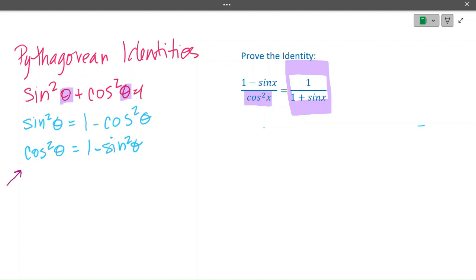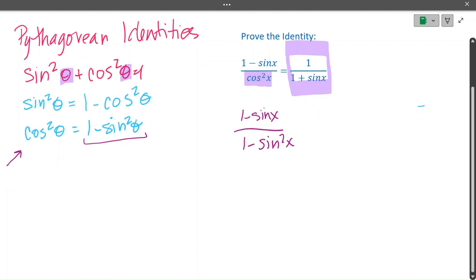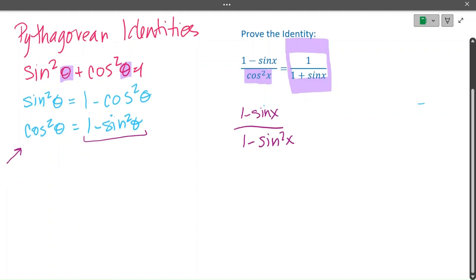Everywhere I see cosine squared of theta, or in this case cosine squared of x, I'm going to replace it with 1 minus sine squared of x. So that will be our first step. Sometimes we can look at these like a puzzle that we're trying to solve. So that's step one of our puzzle. What I notice is I'm pretty close, but I'm not quite there yet because I still have a sign in the numerator and my sign in the denominator, not the sign, but the sign of my operation, which is negative, needs to become positive.